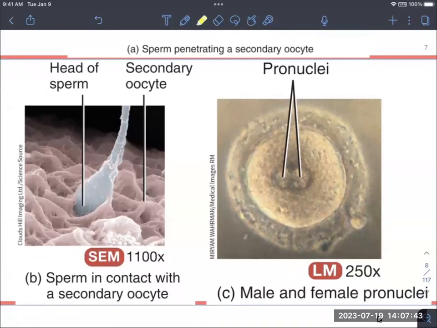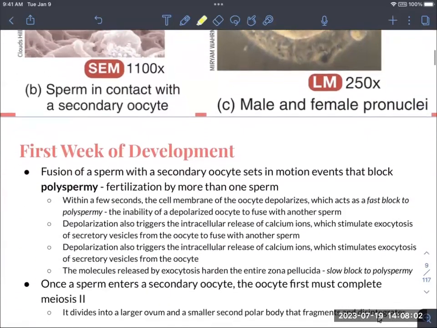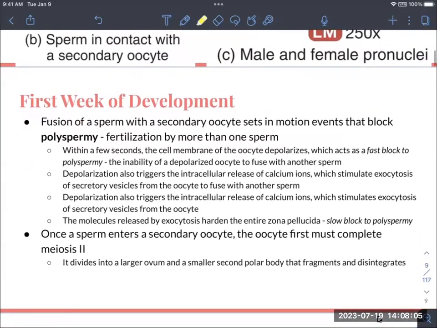Here we can see the sperm that is penetrating into that secondary oocyte. We can also see what happens afterwards. We have what is known as a pronuclei. This pronuclei is of this male and this female's genetic material coming together. So in the very first week, this is when this oocyte is still in the uterine tubes, making its way down towards the uterus.